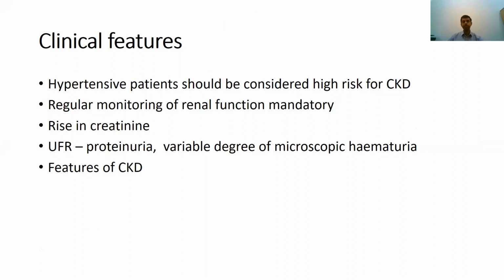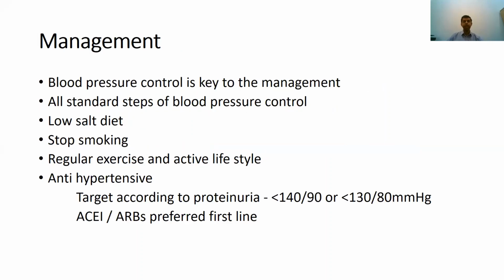So all your hypertensive patients need monitoring of their renal function to identify whether they are developing CKD early on. If there is a rise in serum creatinine, then very likely this is hypertension-related CKD, and you need to manage these patients very well. In the UFR, generally you have a little bit of proteinuria. You can get some microscopic hematuria in hypertension, and you can develop almost all of the features suggestive of CKD as well.